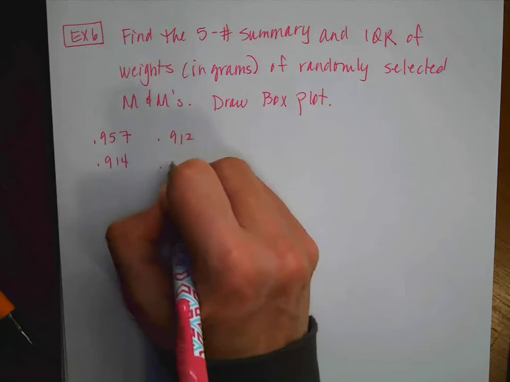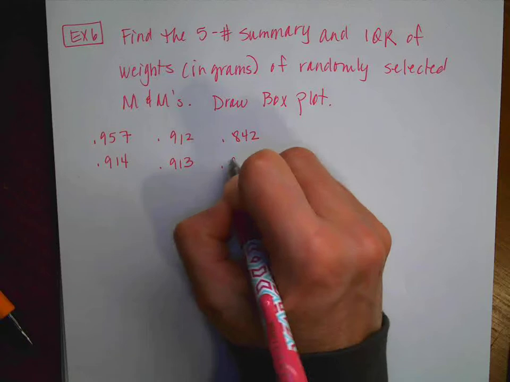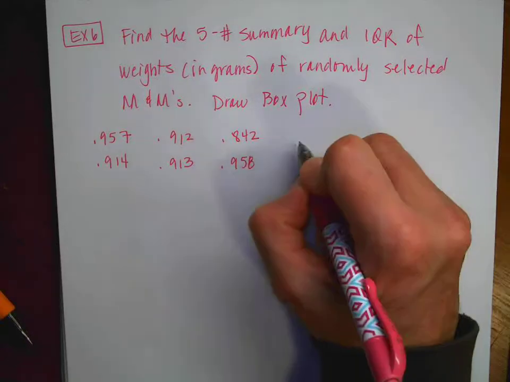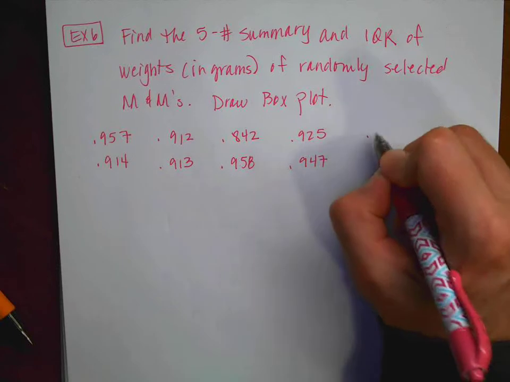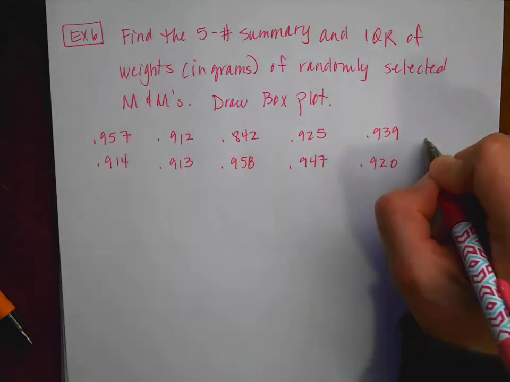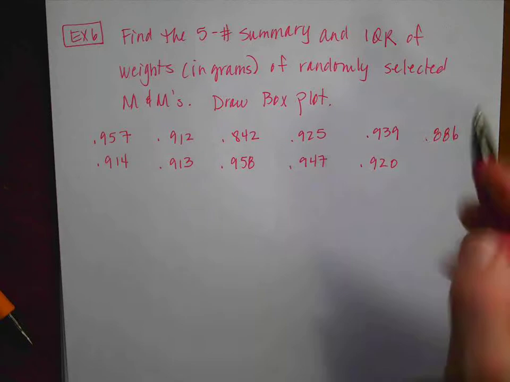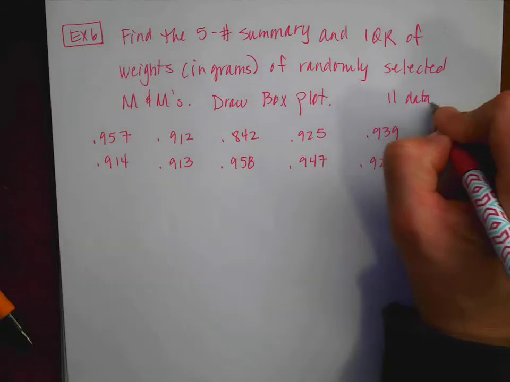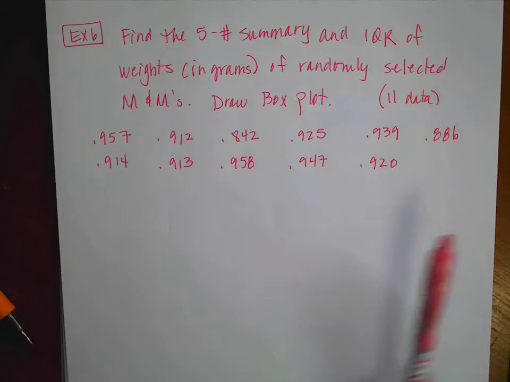0.957, 0.914, 0.912, 0.913, 0.842, 0.958, 0.925, 0.947, 0.939, 0.920, and then 0.886. Okay? Alrighty, so there are my data, and there are 2, 4, 6, 8, 10, 11 data points, which is nice because then when we figure out our numbers, it's going to be nice and easy.